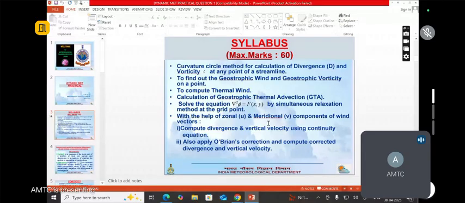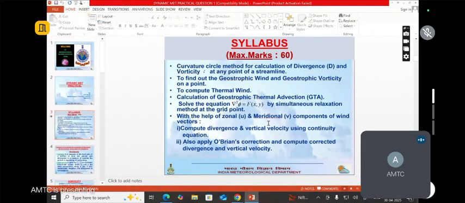The first problem is that you have to understand the concept of divergence or convergence, whatever you call it, and vorticity at any point of the streamline. Today we will discuss this, and tomorrow we will discuss how to find the geostrophic wind and thermal wind.